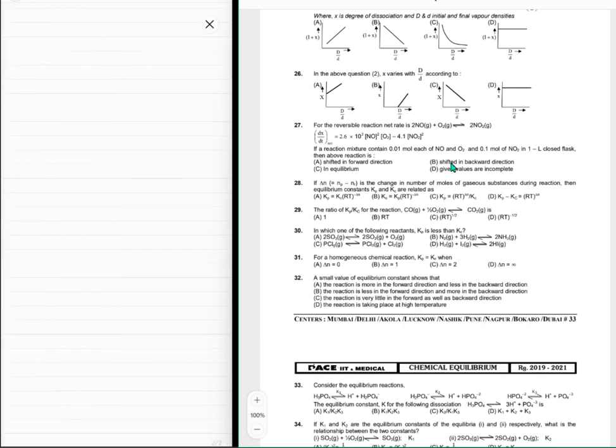Next question. Question number 28. Okay. If delta N is, what's this thing? NP minus NF. What is this thing? I don't understand what this is written.